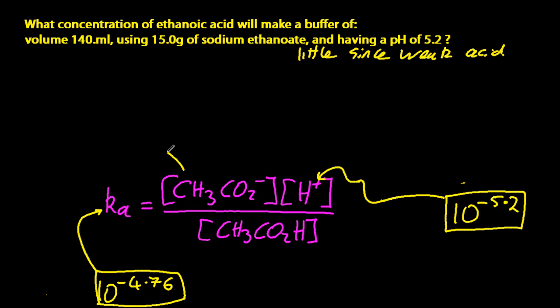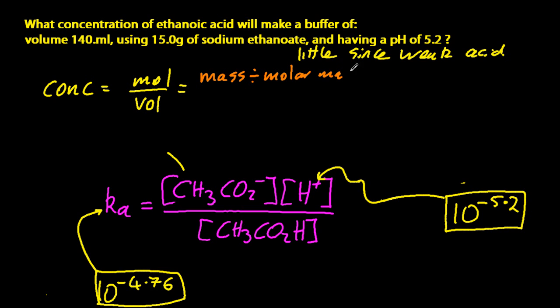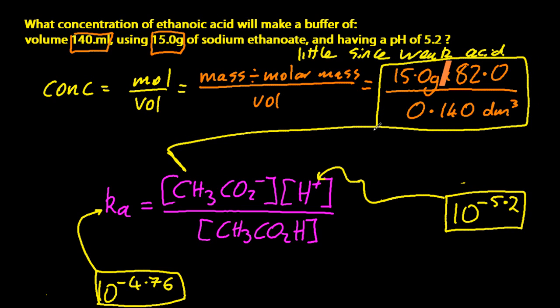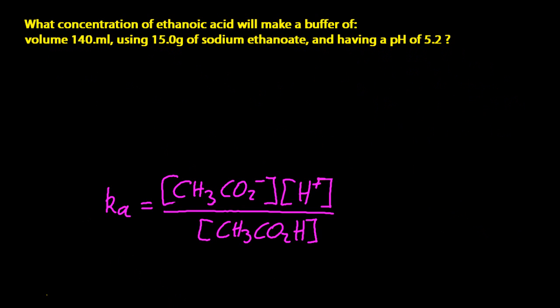away with it. Alrighty, so the concentration is moles over volume, and I haven't got the moles, but I've got the mass and the molar mass. That's great. That's moles anyway, isn't it? That big fat slash is divide, 15 divided by 82, and my volume converted to decimeters cubed is 0.14. That leaves the concentration of ethanoic acid at the bottom as the unknown. I have the other three numbers.